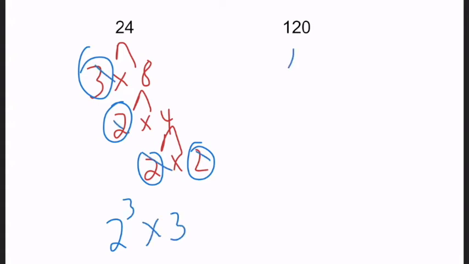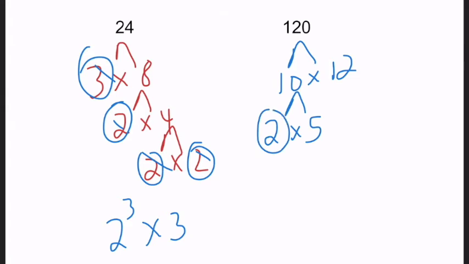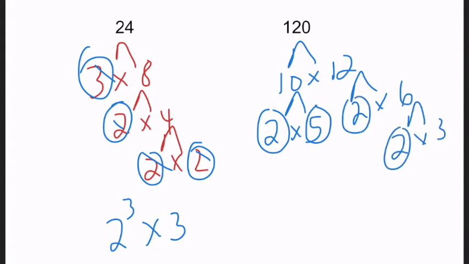All right, 120. I see there's a 0 there, so I know it's going to be 10 times something. So it's 10 times 12. Neither of them are prime yet. 2 times 5 is 10. Circle 2, circle 5 because they're both prime. 12 is 2 times 6. Circle 2. 6 is 2 times 3. Circle both. So I have 1, 2, 3 2s, so it's 2 cubed times 3. There's only 1 3 times 5.